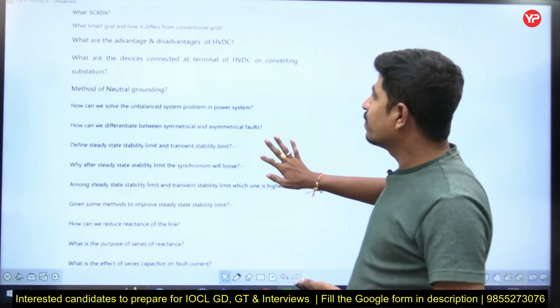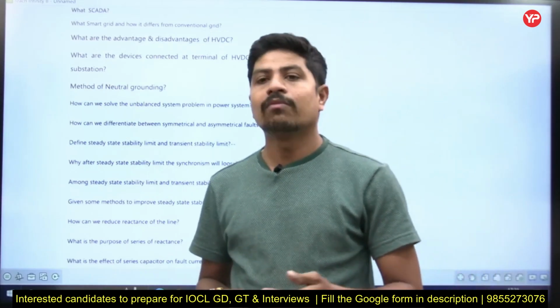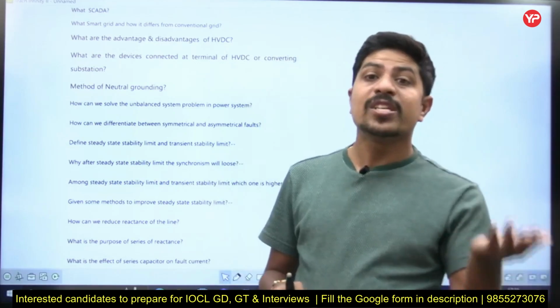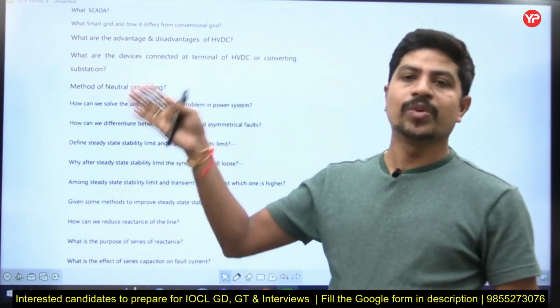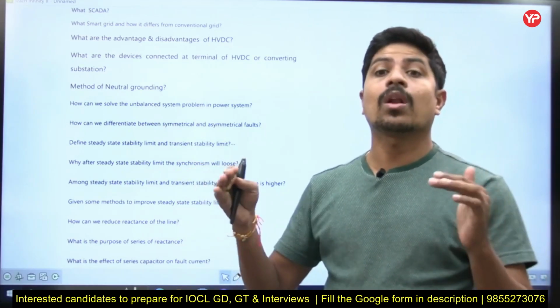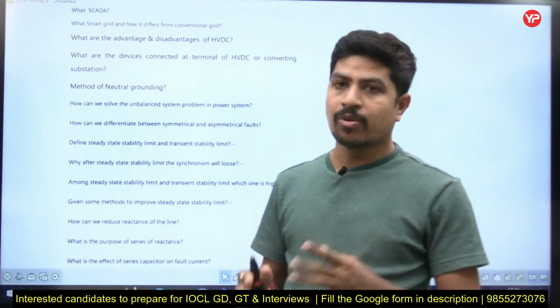Next, what are the devices connected at the terminals of HVDC or converting station? See, we generate AC, that is converted to DC and we transmit it. Again, we convert the DC to AC and we distribute it. So at the converting stations, what are the various equipments and how are those connections made? This is also one of the very important questions.